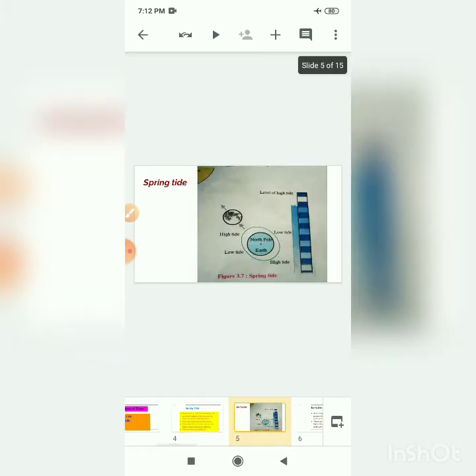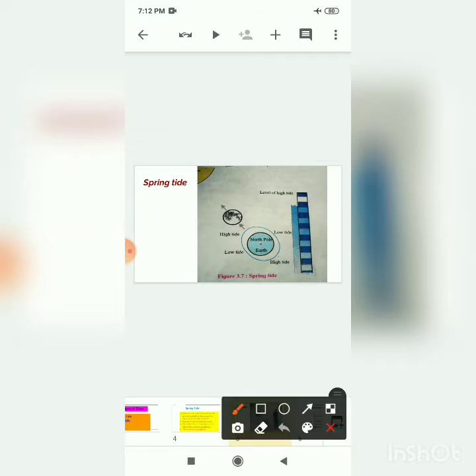We will be learning with the help of the diagram given, students. Here you can see clearly the image of the spring tide. Here you can see the sun, here you can see the moon, and here you can see the earth. And you can see the sun and the moon are in the same direction, students, which we have already told you.